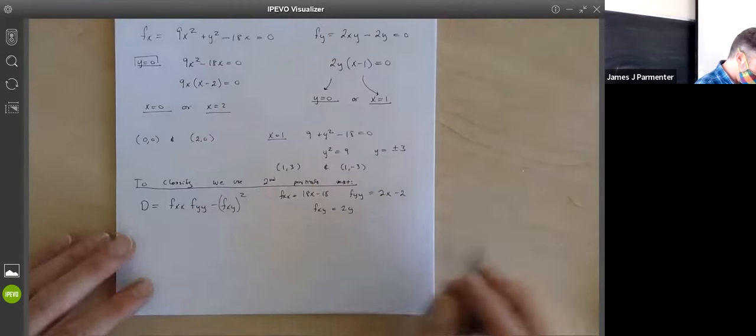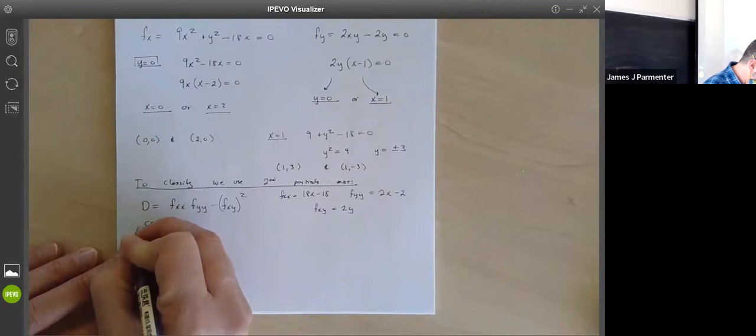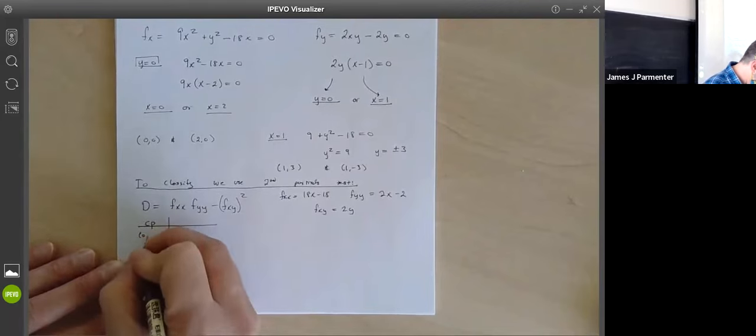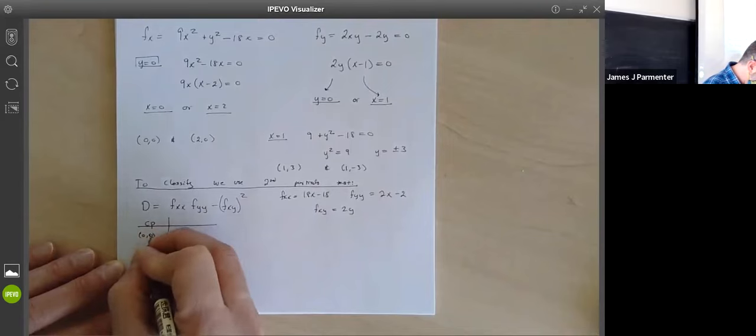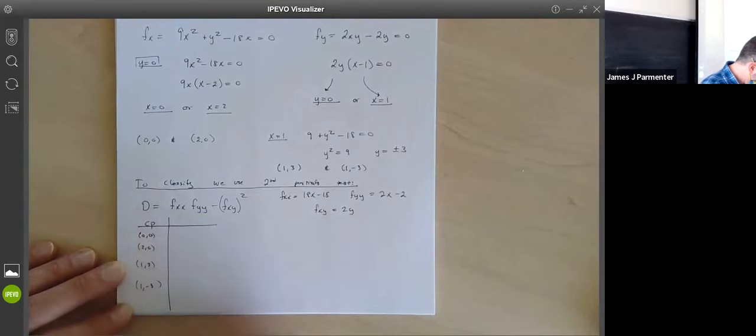All right, so now let's make a little table. So we have our critical points. Our critical points are (0, 0), (2, 0), (1, 3), (1, -3).